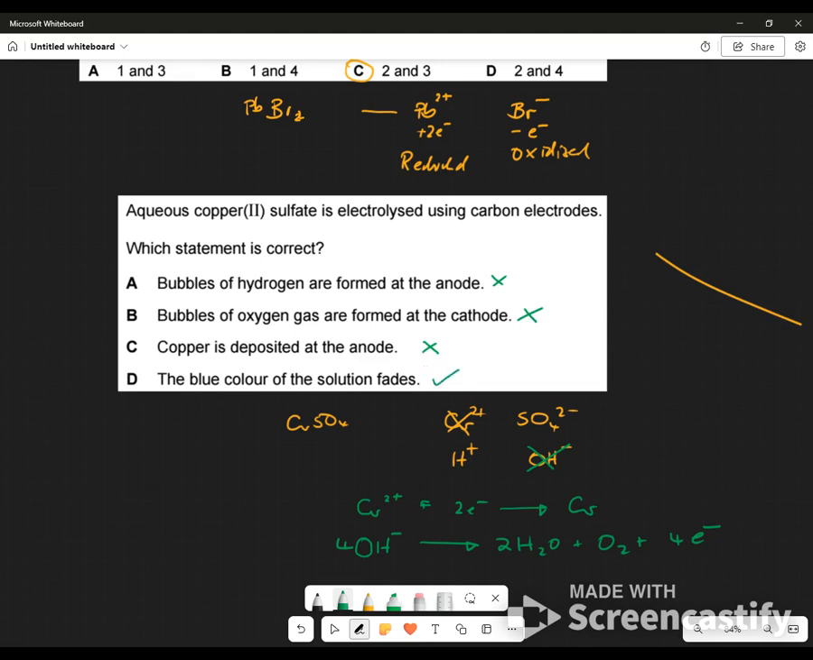That is correct, because we're reducing the number of copper ions to copper metal, and the copper ions are the thing that gives us the blue color. So if you got D, well done. Okay, I'm very impressed. Okay, here we go.